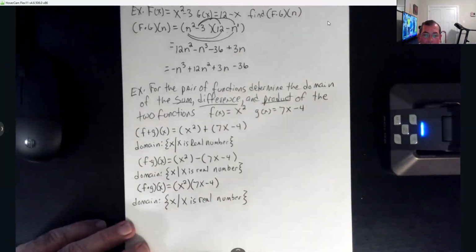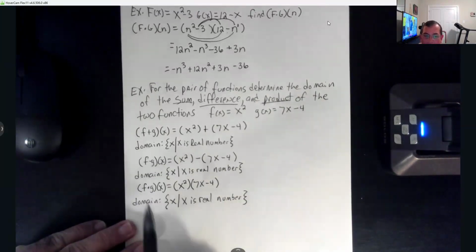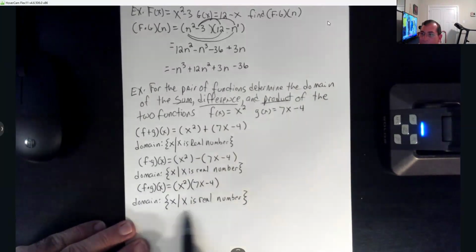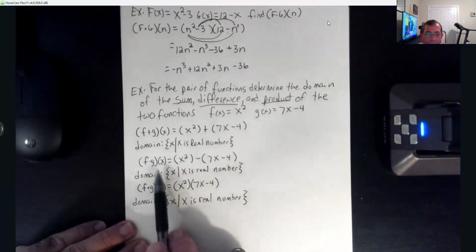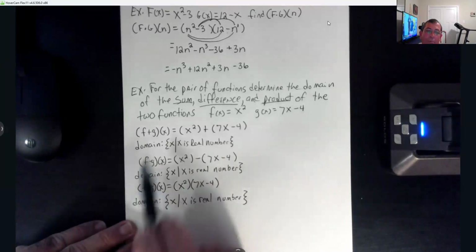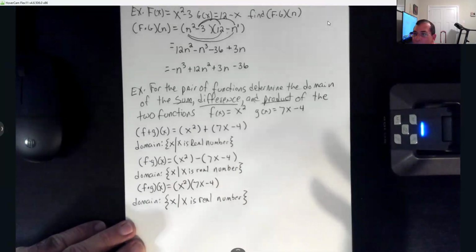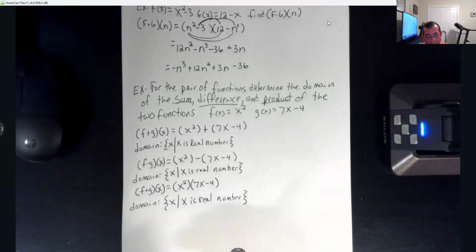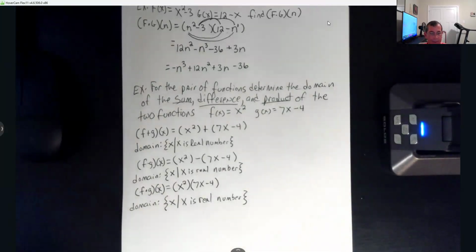Y'all, we're wanting y'all to realize adding, subtracting, or multiplying, they're always going to have the same domains, okay? If none of these have fractions in them, then it don't matter which of these three operations you do, they're going to be all real numbers, okay? So let me find one they got next here.